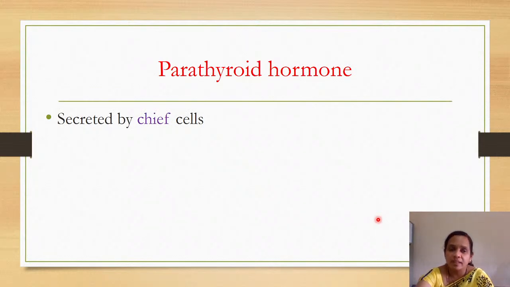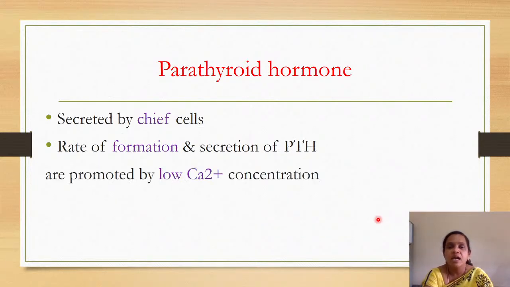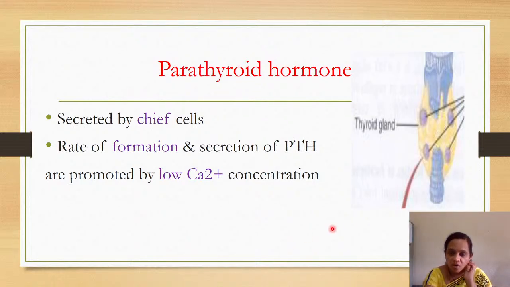Parathyroid hormone: how does it act? It is secreted by the chief cells of the parathyroid gland, which is present posterior to the thyroid gland. The rate of formation and secretion of PTH is prompted by calcium concentration. There will be four small nodule-like structures attached to the posterior aspect of the thyroid. PTH is very sensitive to low levels of calcium.